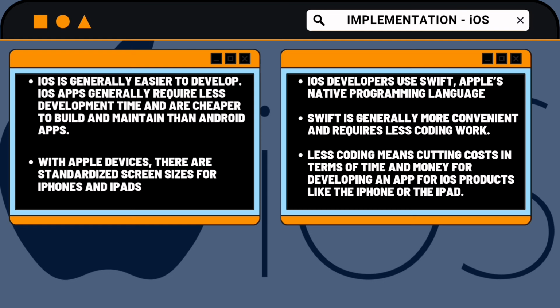Now, we are going to talk about iOS implementation. iOS is generally easier to develop. iOS apps generally require less development time and are cheaper to build and maintain than Android apps. With the devices, there are standardized screen sizes for iPhones and iPads. iOS developers use Swift, Apple's native programming language. Swift is generally more convenient and requires less coding work. Less coding work means cutting costs in terms of time and money for developing an app for iOS products like the iPhone or the iPad.